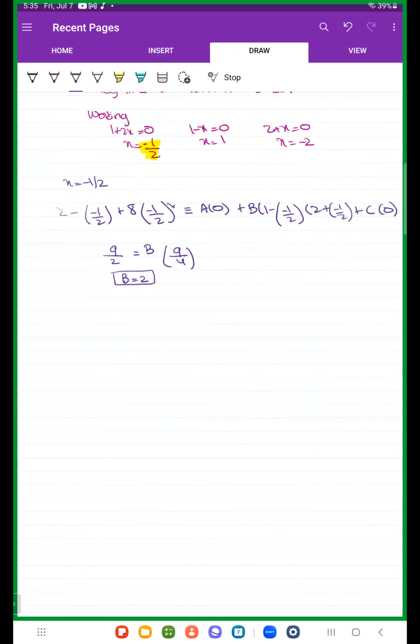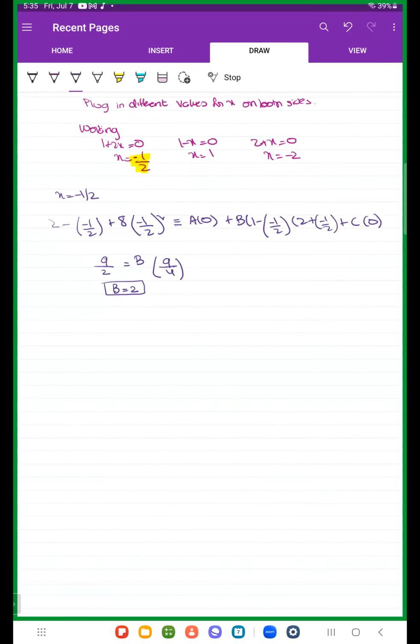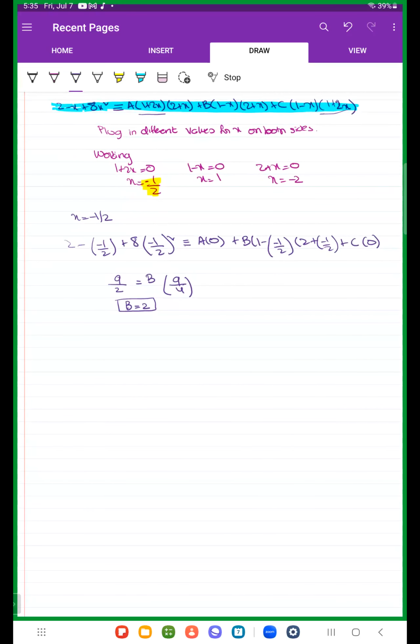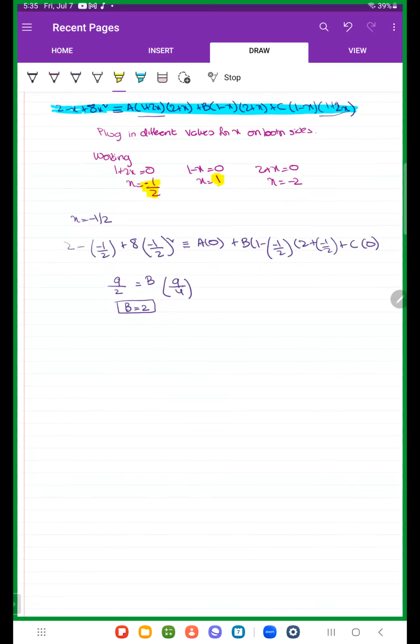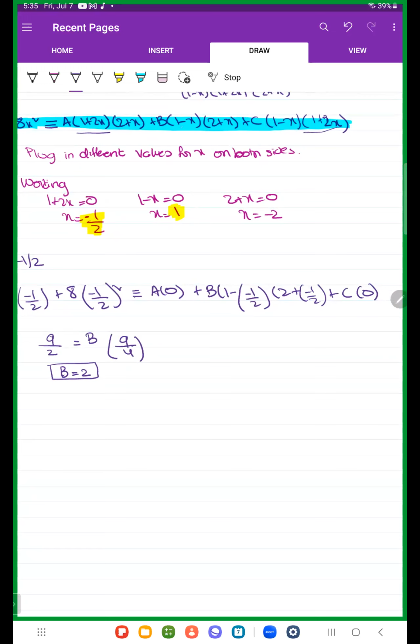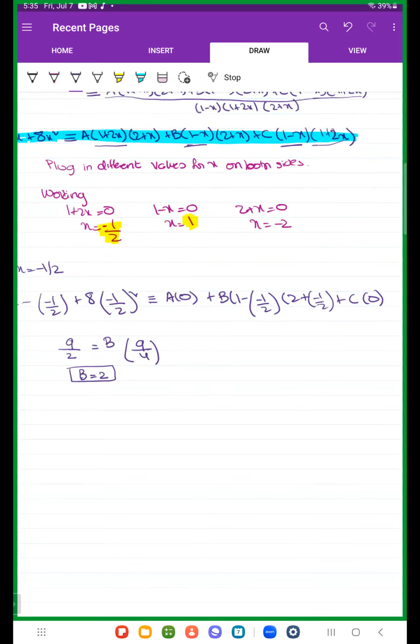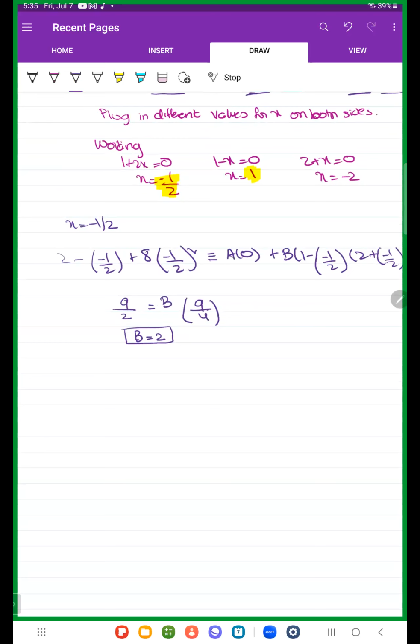Now what will I plug in x as? Now I plug in x as 1. Why will I plug in x as 1? So that this bracket and this bracket get cancelled out. When these two brackets become 0, what will I be left with? A, right? So this will help me find A.